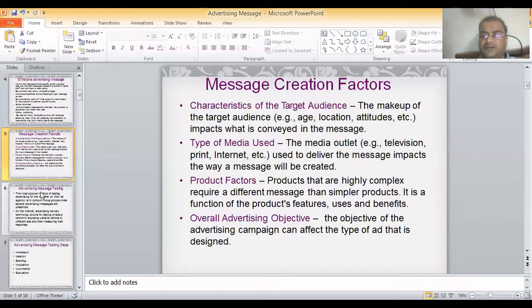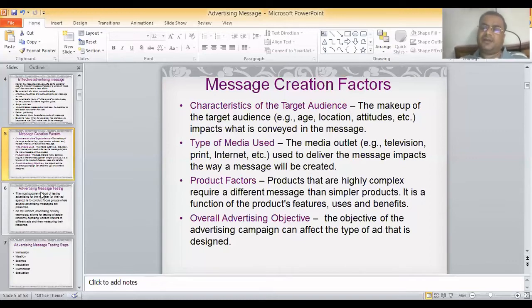So generally, if you look at an advertisement of a mutual fund or a financial product, or a life insurance policy, or maybe a scientific instrument or things like these, you will see that those advertisement messages are very detailed because the product demands so.